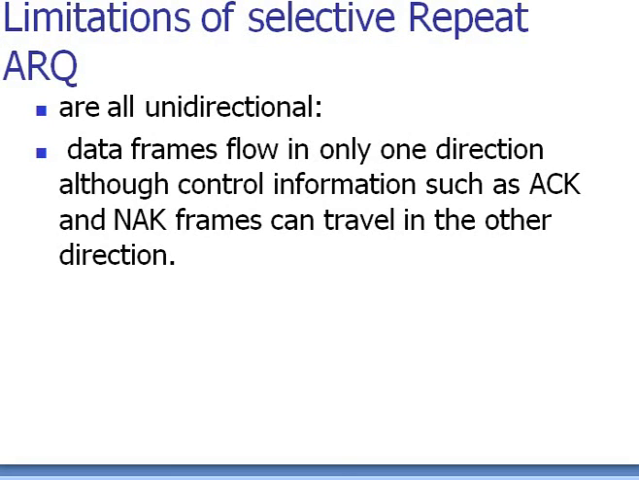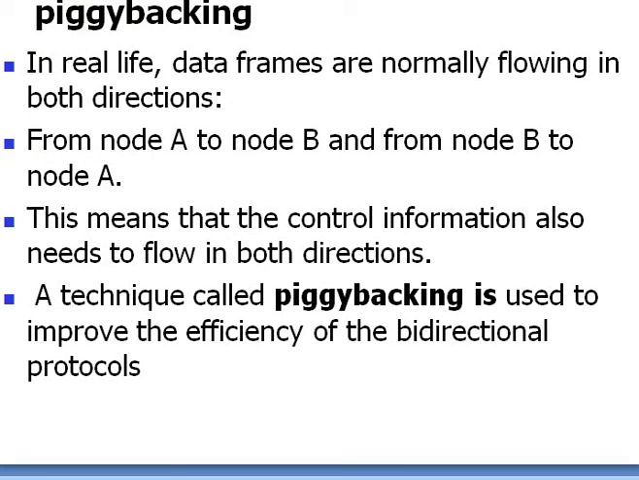Limitations of selective repeat ARQ. All are unidirectional. Data frames flow in one direction and control information such as acknowledgement and not acknowledgement frames can travel in the other direction. Next is piggybacking. In real life, data frames are normally flowing in both directions, from node A to B as well as from node B to A. This means that control information also needs to flow in both directions. This technique is called piggybacking, which is used to improve the efficiency of bidirectional protocols.